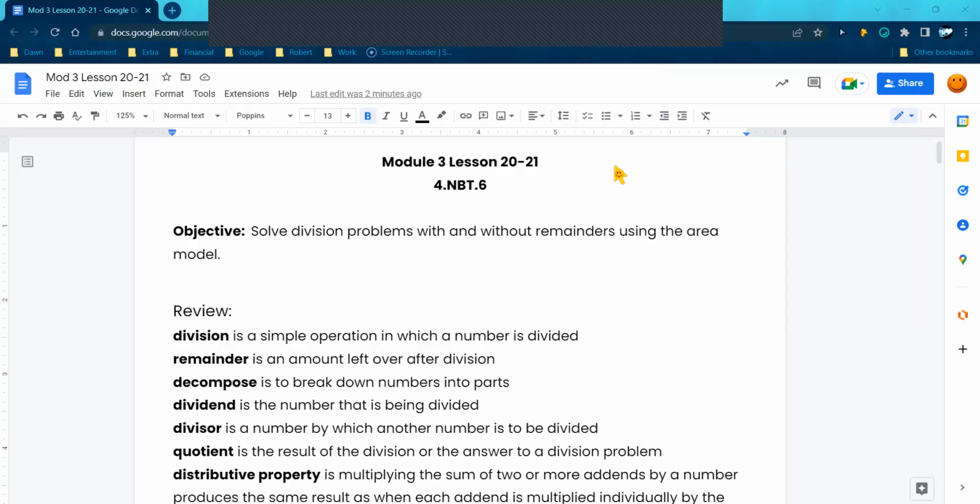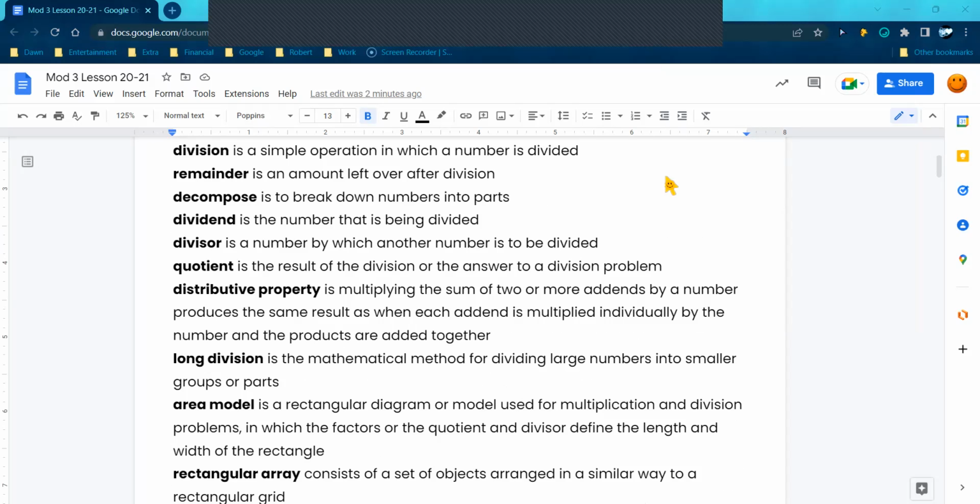Today we're working on Module 3, Lesson 20 and 21 of Engage New York. Our objective today is to solve division problems with and without remainders using the area model. So let's go look at our vocabulary words, you guys.